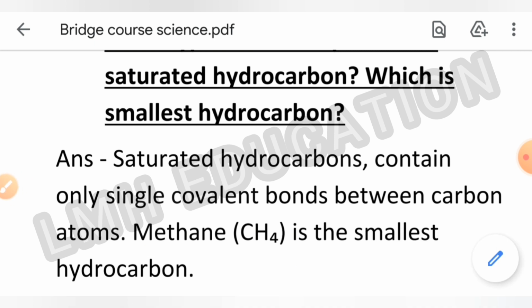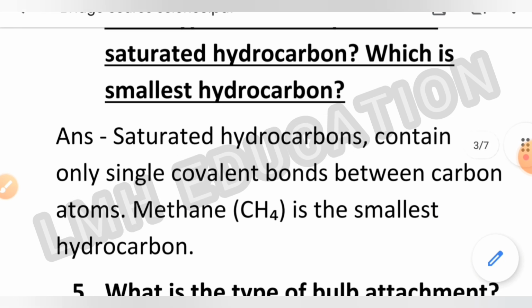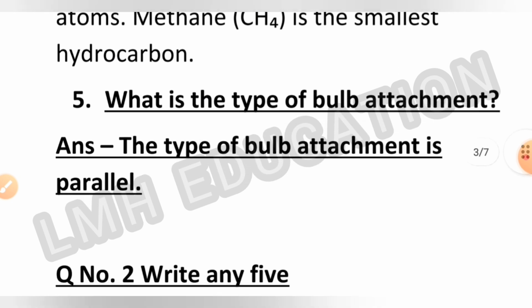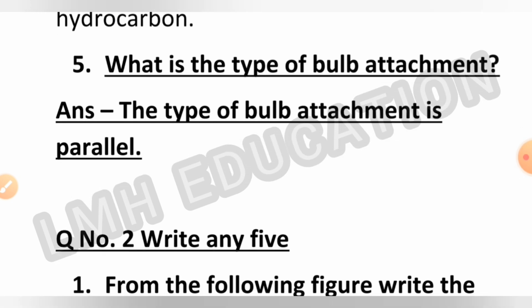You can pause the video and write the answer, or you can take the screenshot of this. Now, we will move on to question number next. Fifth one. What is the type of bulb attachment? So, the type of bulb attachment is parallel.